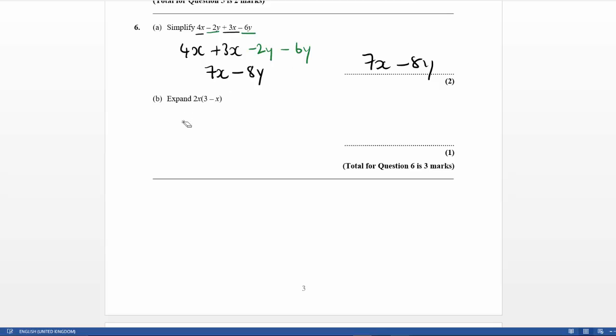Anyway, let's expand this bracket out for part B. You've got 2x, open brackets, 3 minus x. All you're going to do is multiply the term outside the bracket by every term that's inside of the bracket. So you're going to end up with a squared term. 2x times positive 3 is going to be 6x. And 2x times minus x is going to be minus 2x to the power of 2, which is minus 2x squared.